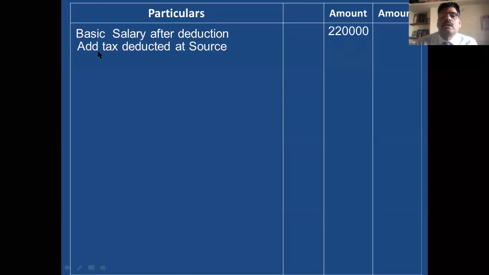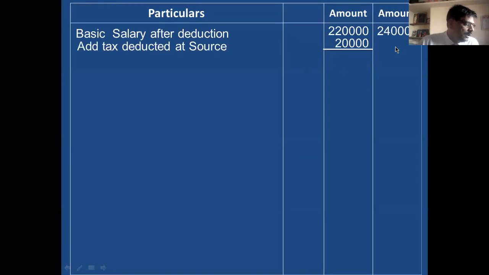You go through the printed question exercise. You should have the question paper or exercise with you while solving the question. First point is net salary. So I take basic salary after deduction, that is 2,20,000. For this you add tax deducted at source 20,000. So total is 2,40,000, the basic salary.